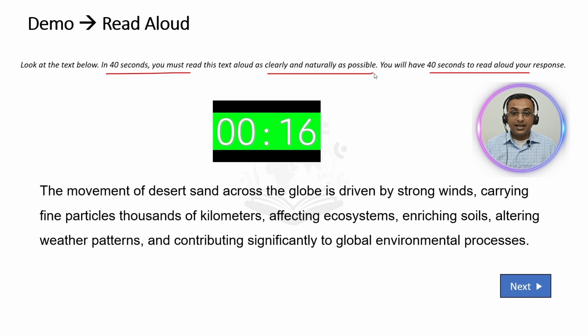The movement of desert sand across the globe is driven by strong winds carrying fine particles thousands of kilometers.